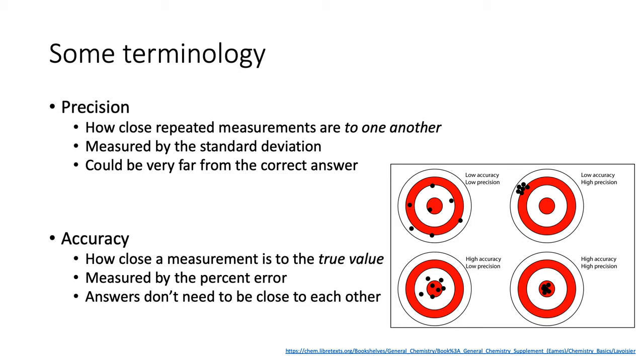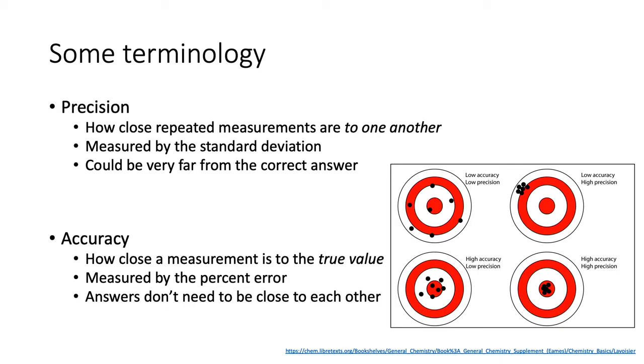And you've probably seen these bullseye diagrams where if the results are all really close together, that is very precise. And you can measure that with the standard deviation. So the standard deviation gives you an idea of relatively how close your points are to each other. Accuracy is how close a measurement is to the true value or the value that you actually are trying to measure.